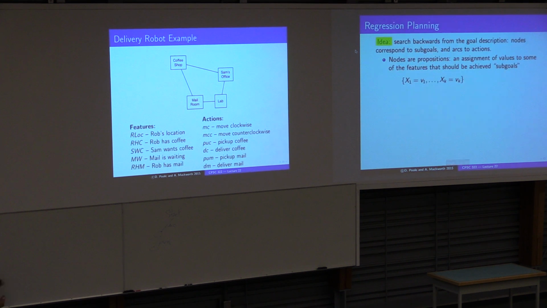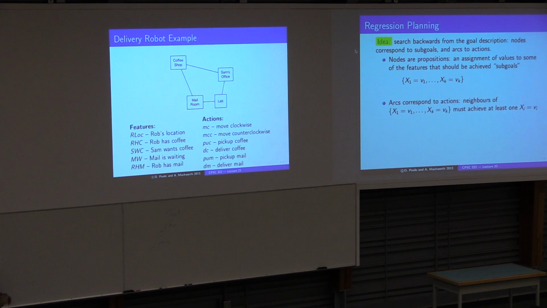All right. So what we're going to do for the rest of today is talk about something called a regression planner. And what we're going to do is search backwards from the goal description. And the nodes are going to correspond to sub-goals, and arcs are going to correspond to actions. So the nodes here are propositions, an assignment of values to some of the features that should be achieved, and we're going to call them sub-goals. So in here we're going to just think of this as a node, where this is not an assignment to all the variables, just an assignment to some of these variables that have to be achieved. And it'll make more sense when I give an example in a second. So just nodes are assignments of values to some of the variables that we're trying to achieve.